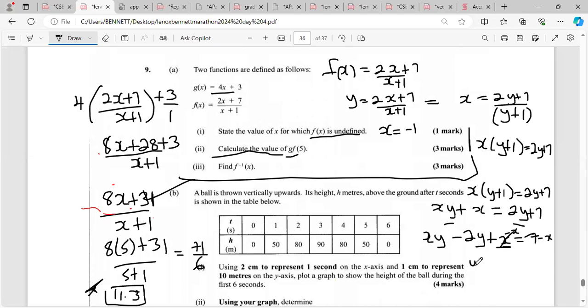Y into xy, leave x. Y into 2y, leave 2. And then we have, of course, the 7 minus x. So the final step would be to divide by this, which is the x minus 2. And that would be the inverse of it. That's probably where 3 marks are 4.